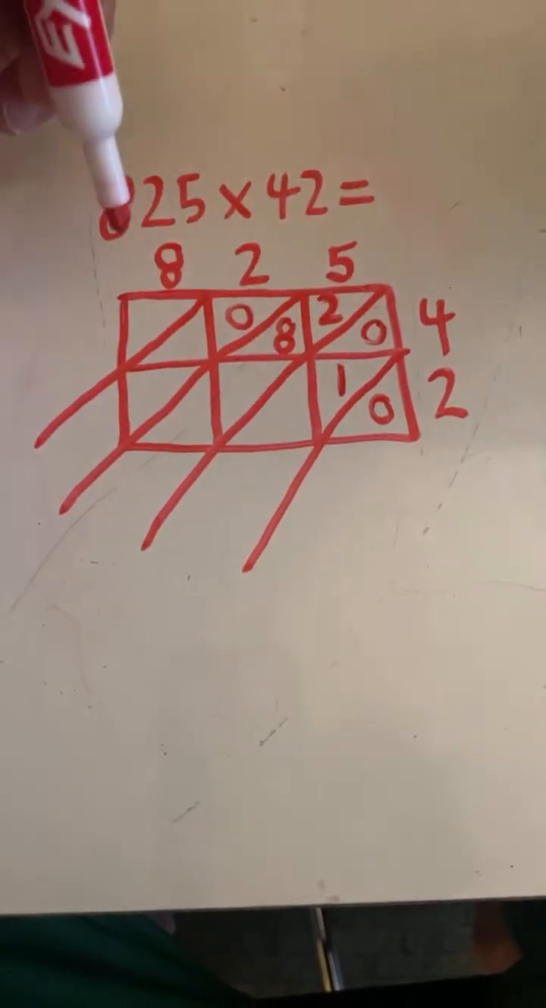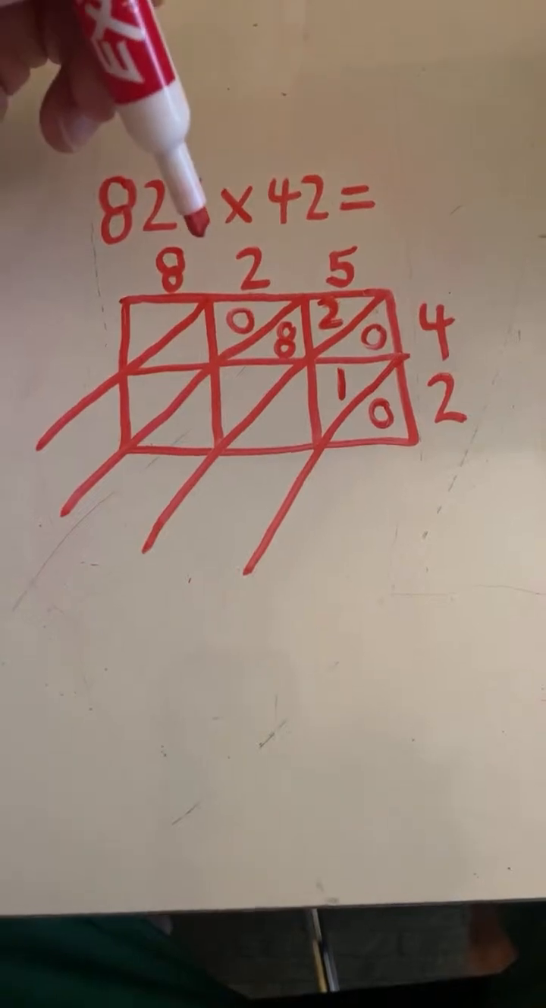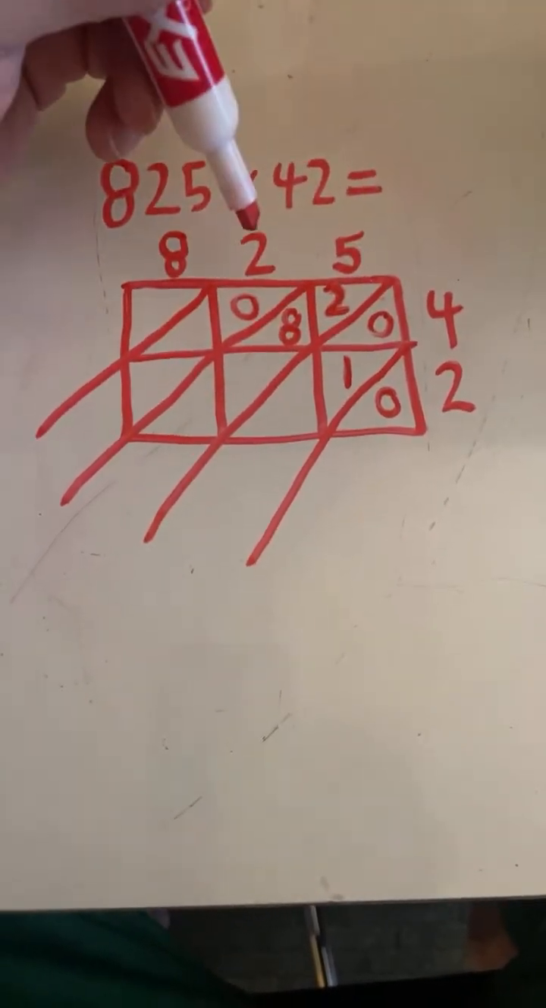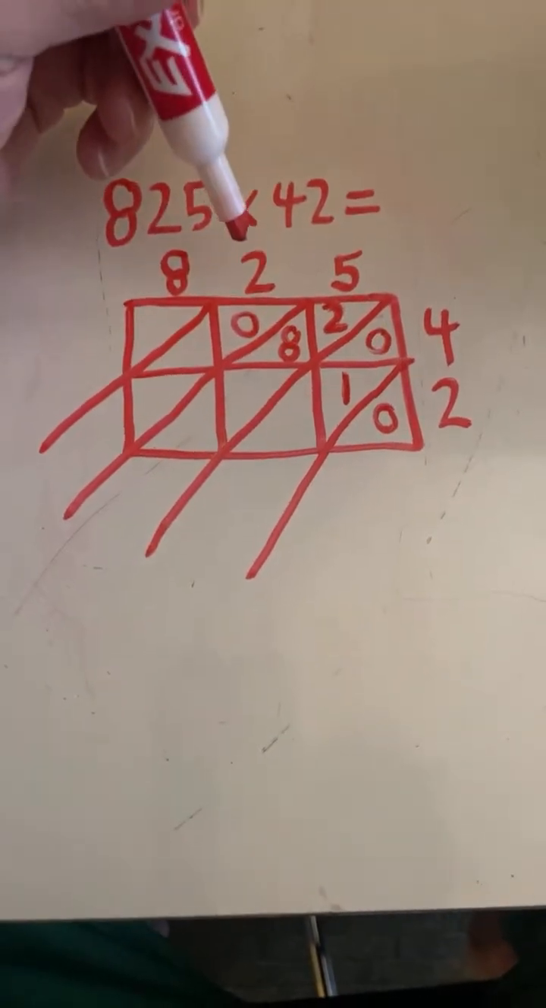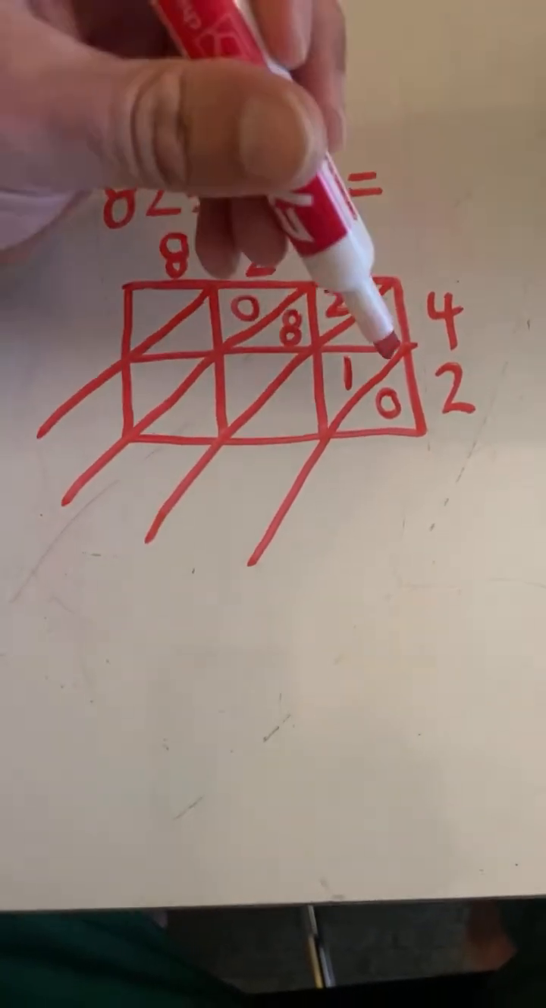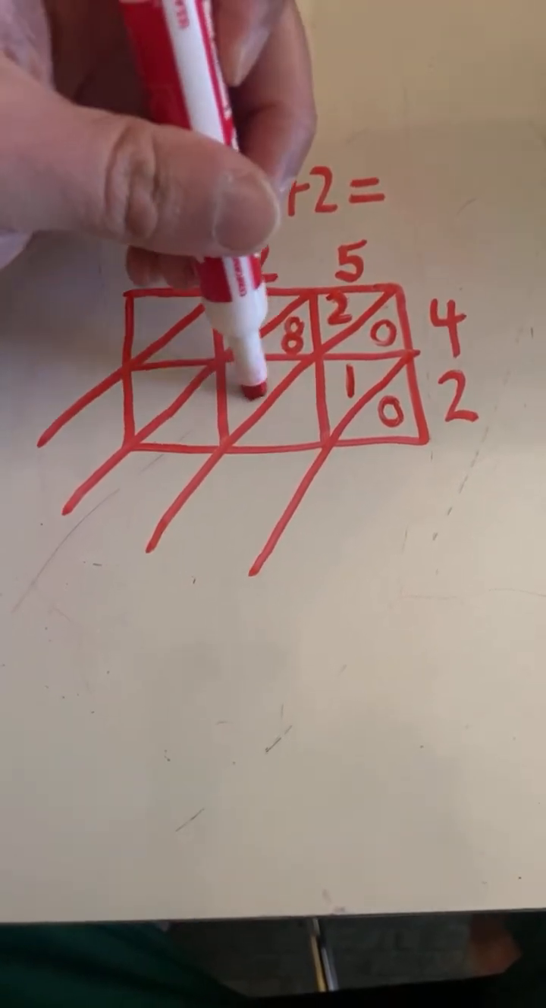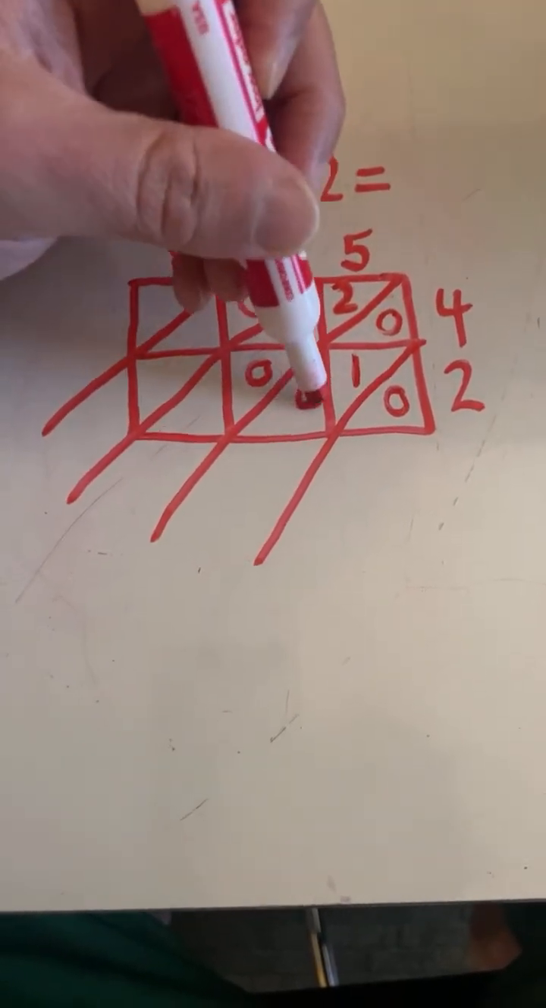8 times 4. Well, we could do 8 times 4, or we could do 2 times 2. It doesn't really matter which order, but we'll do 2 times 2 first. 2 times 2 equals 4. The answer to 2 times 2 is going to go in this square. So we're going to put a 0 here, 4 here.